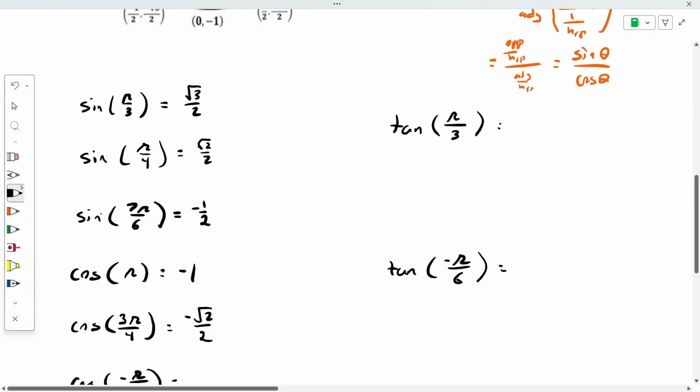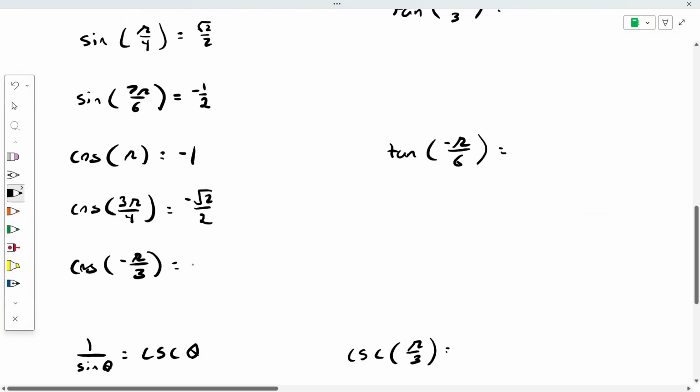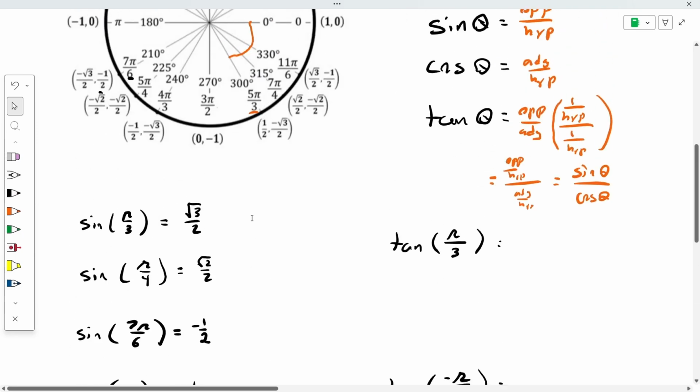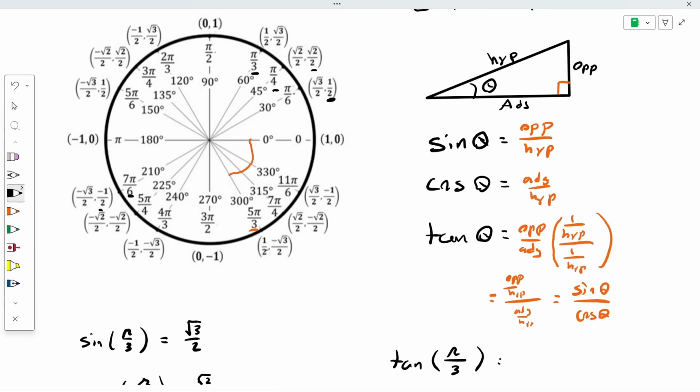Okay, so cosine of negative pi over 3 equals the cosine of 5 pi over 3. And we can see what the cosine of 5 pi over 3 is. We see that the x-coordinate is just 1/2. Okay, and so 1/2 will be our answer.